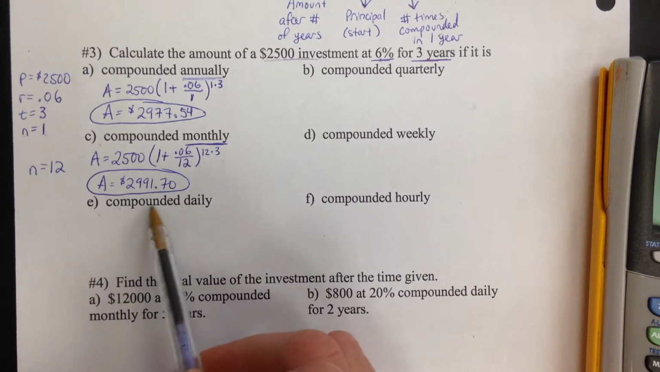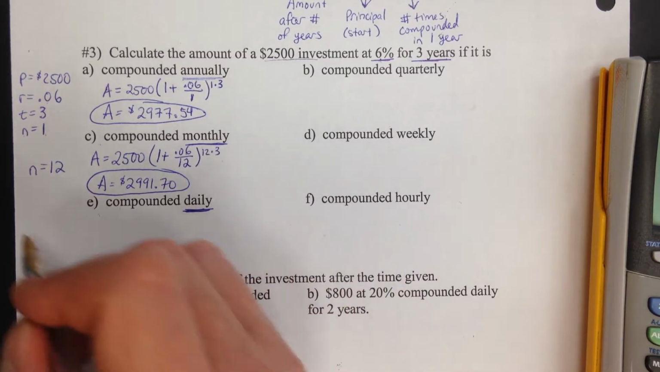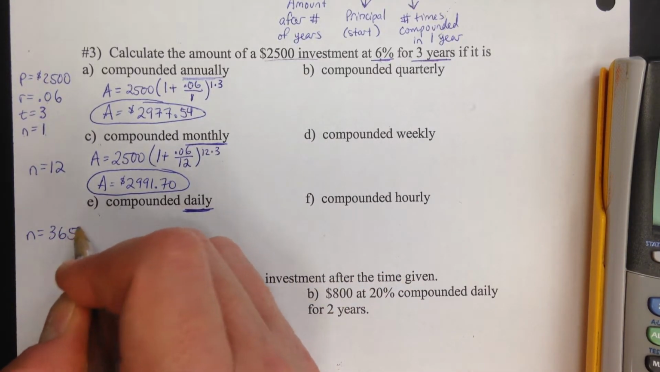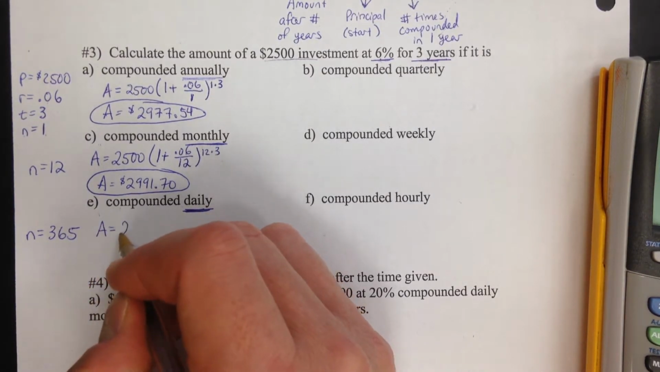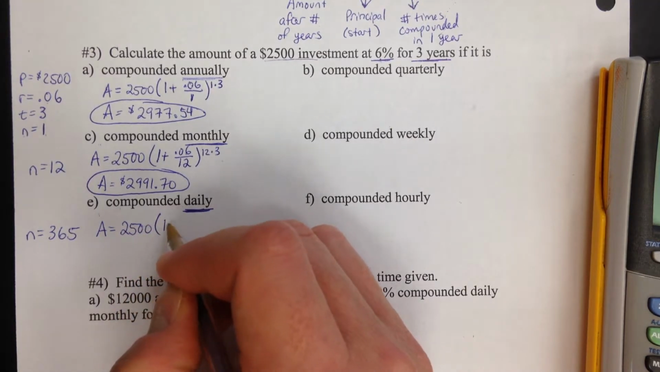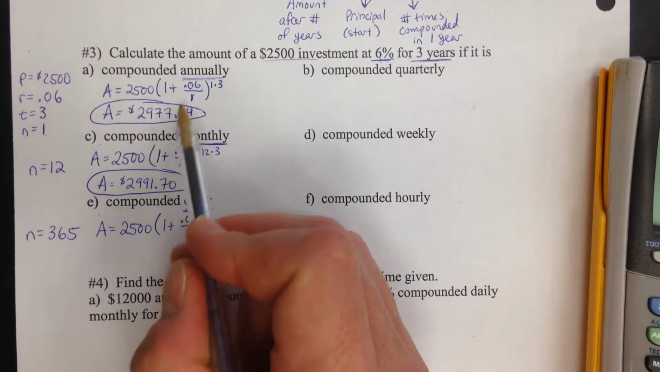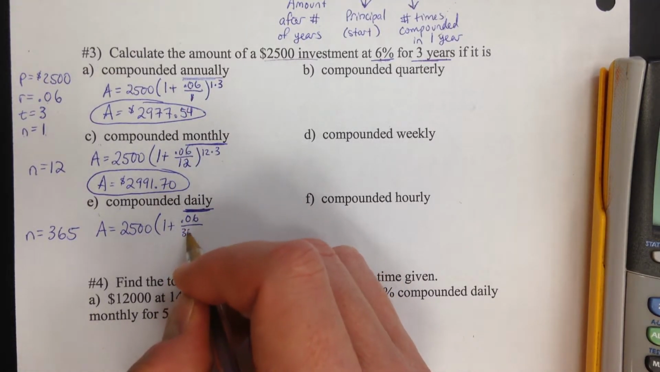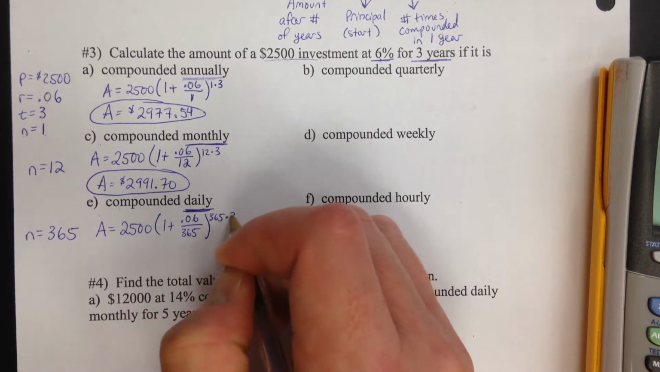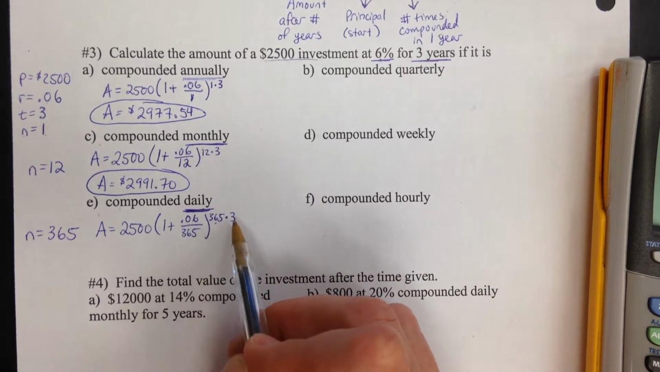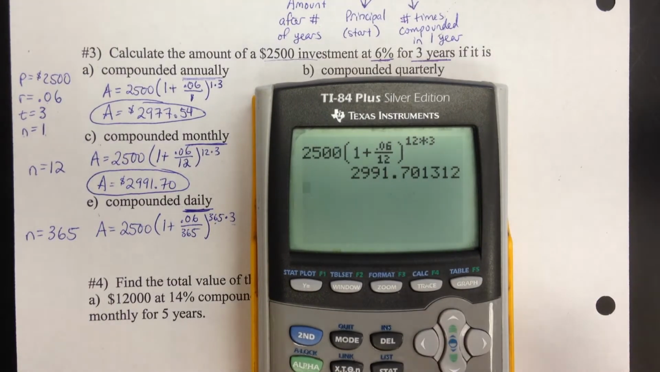Okay, let's do part E where we compound daily. So ask yourself, how many days are in a year? Well, that would be 365. So n equals 365. Again, I'm going to set up my formula. The principal times 1 plus 0.06. Notice the only thing that changes is the n value. So this time, 365 days in 1 year, raised to the 365 times 3. The days in the year times the number of years. That's the number of times we're going to recalculate our interest here.